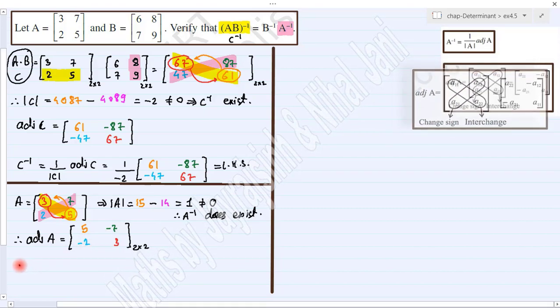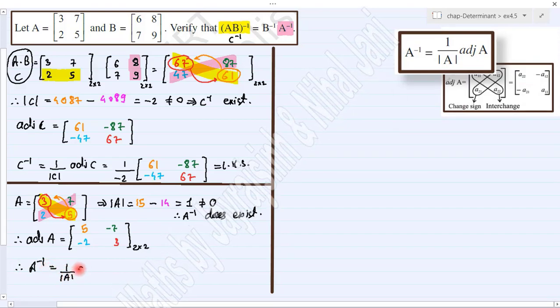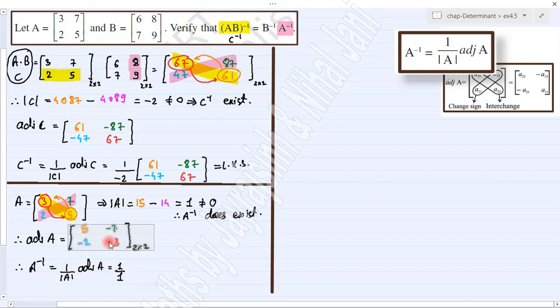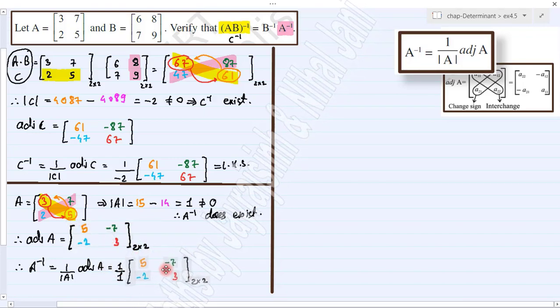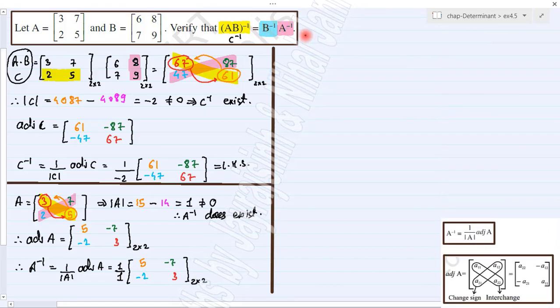So we get our adjoint of A and we are ready to get inverse of A, which is nothing but 1 upon determinant of A into adjoint of A. Determinant of A is 1 and adjoint of A is this matrix. So we get our A inverse. Now the last quantity which we have to find is B inverse. So let's get matrix B.